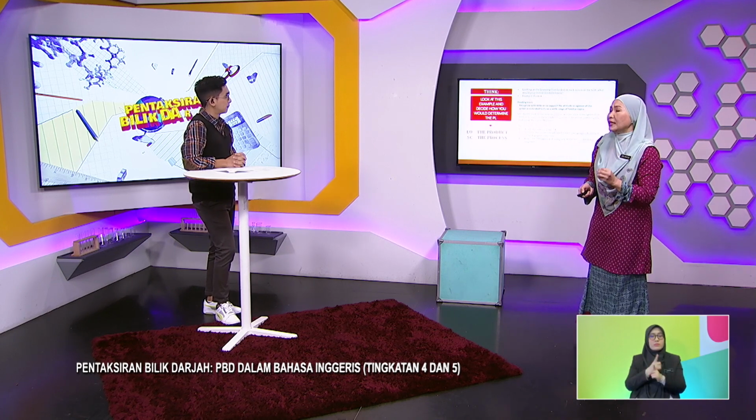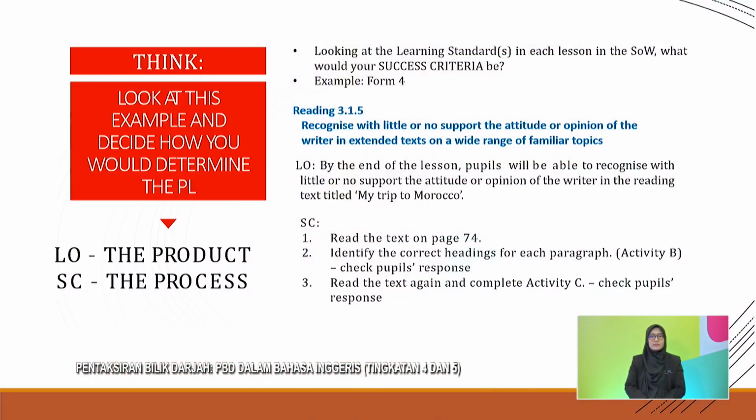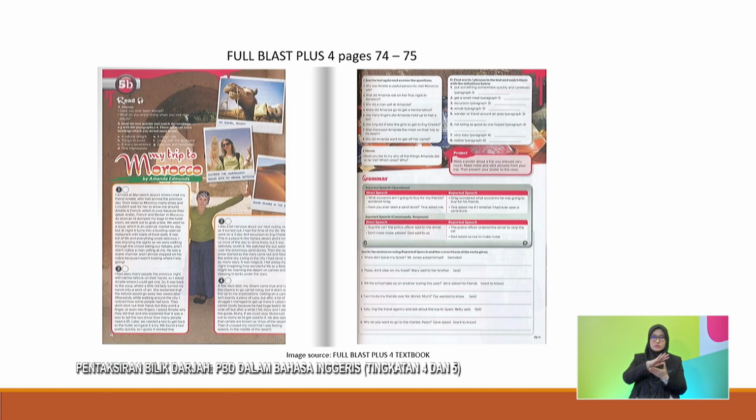Again, they need to identify the correct headings, which is activity B, and the third SC, they need to complete activity C, which, if you look at the textbook itself, all right, that's a sample of the textbook, there are in total 12 questions the pupils have to try and attempt on their own.